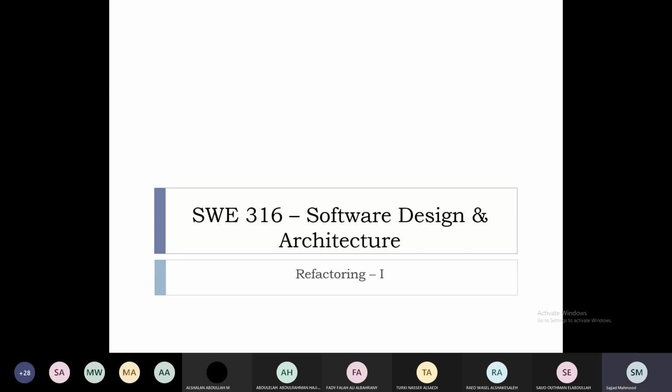Correct. Anybody else would like to share their understanding? Yes, go ahead. I think when coding, we continuously reevaluate our design decisions, and if we find a conflict with any design principle or architectural style, we use refactoring to fix this issue. Interesting. One last comment. Anybody else who would like to share their understanding of refactoring?